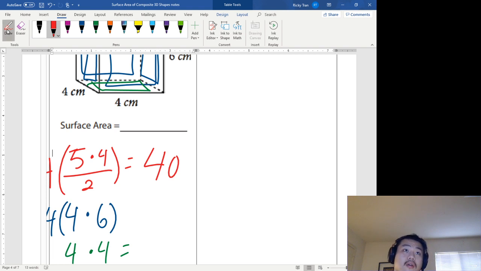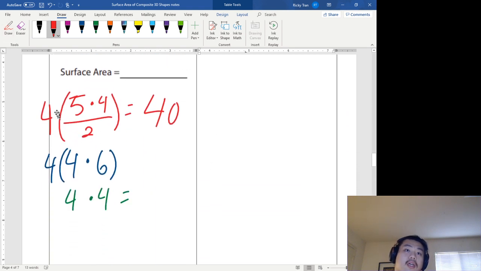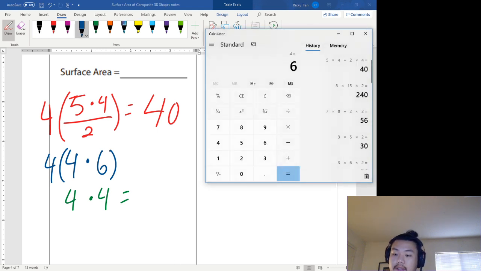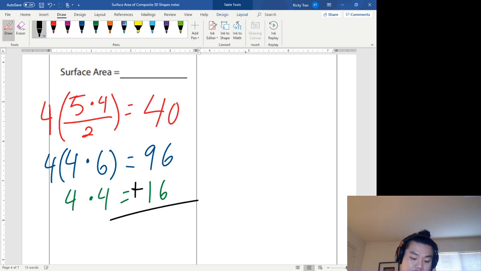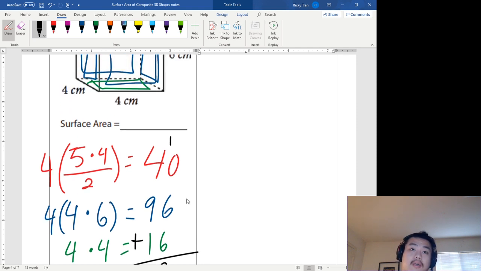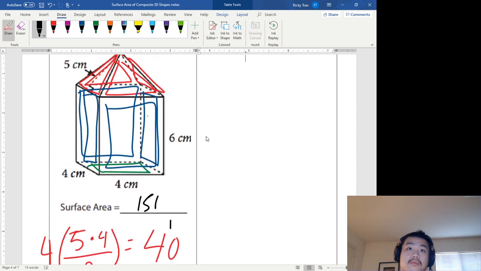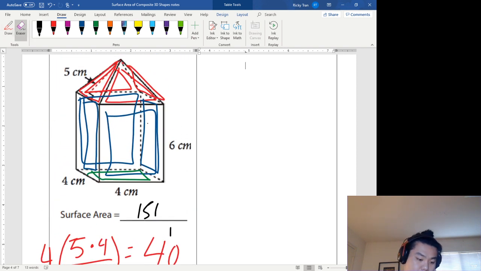40. Then we have 4 times 6 times 4, which is 96. And then we have 4 times 4, which is just 16. Add all these together, 152 centimeters squared.